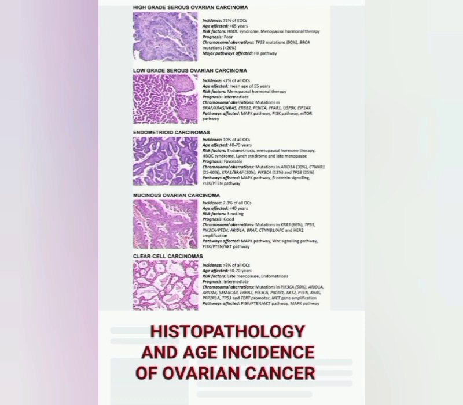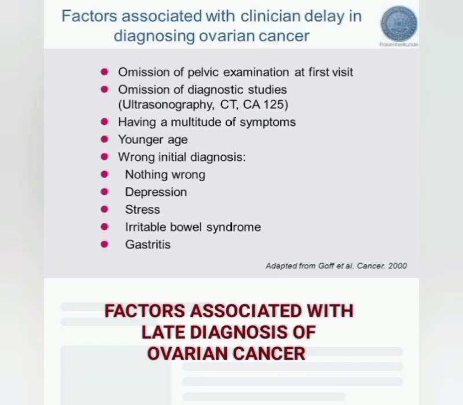Normally the ovarian surface is actually the serous lining. So in 70% of the cases, serous ovarian tumors are there, which mostly occur in the extremes of age, that is, more than 60 years.